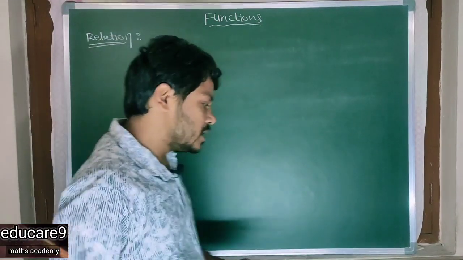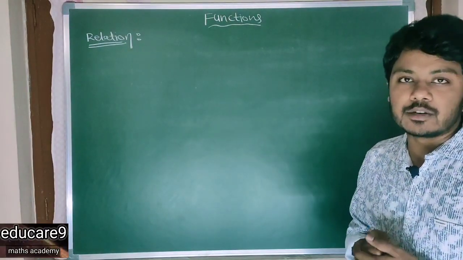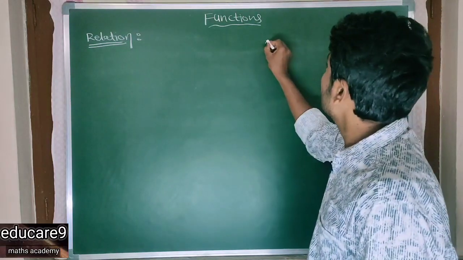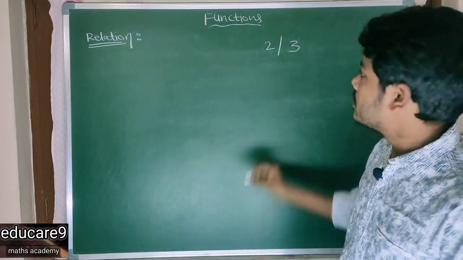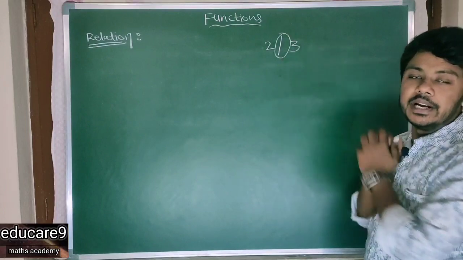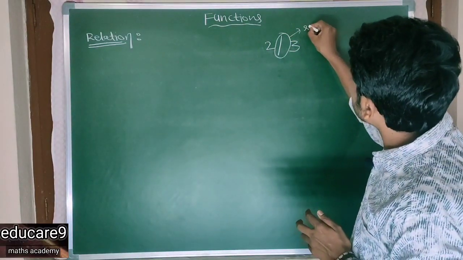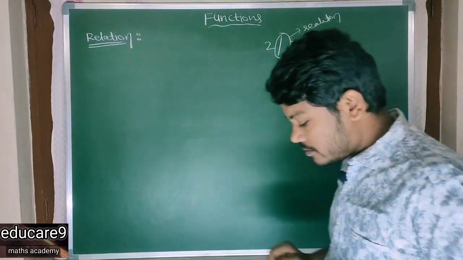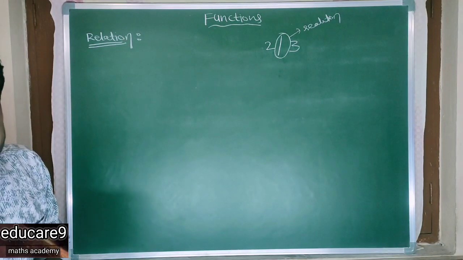Relation simply means a binary operation exists between two values or numbers. For example, 2 divides 3. Clearly this is a binary operation; this divides exists between two numbers. So this is called a relation. But the actual definition is: A and B are two non-empty sets.